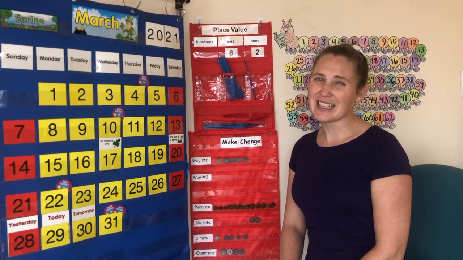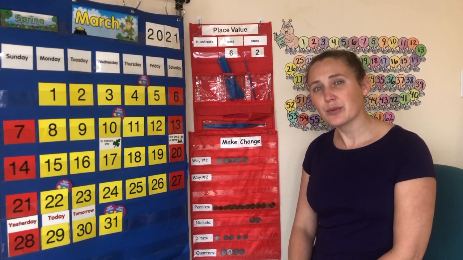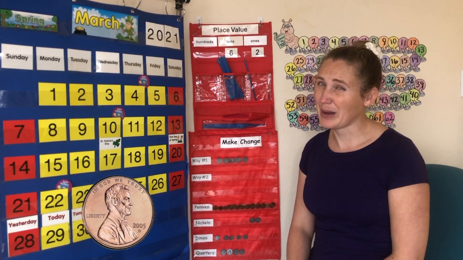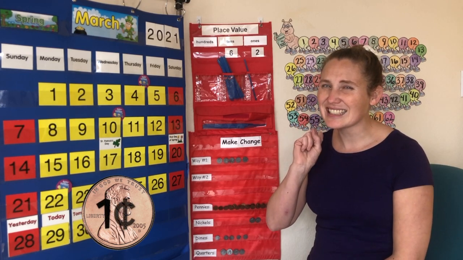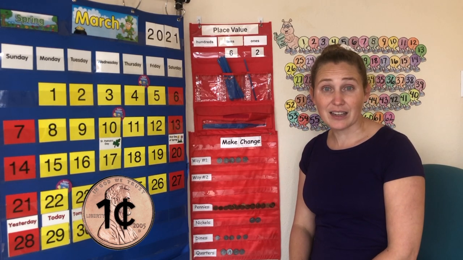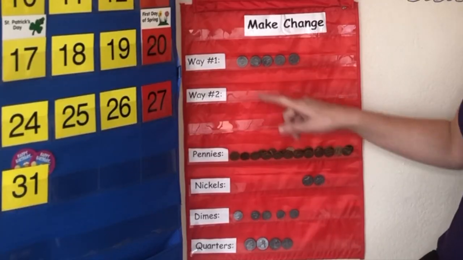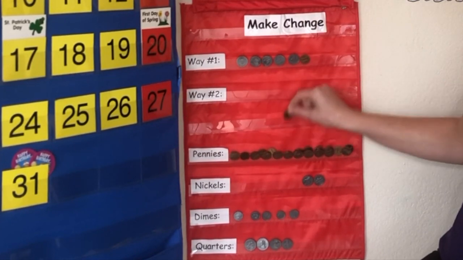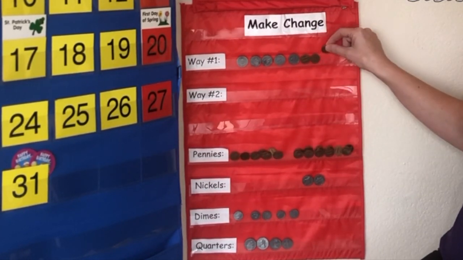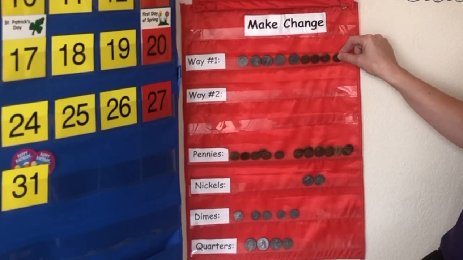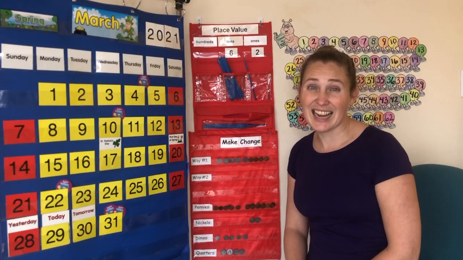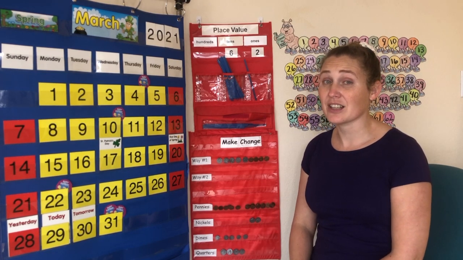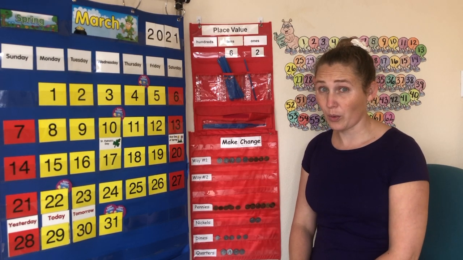But we're not to 29 yet. What coin should we use next? Pennies. Pennies are worth 1 cent. Let's start at 25 and count by ones. 25, 26, 27, 28, 29. 29 cents. But I think we could make 29 cents using less coins.